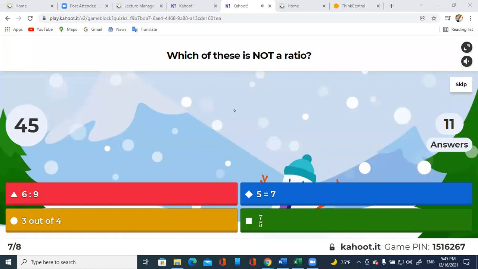I think this is an easy question. Which of these is not a ratio? Focus, it's a big tricky. Easy or tricky? Easy and tricky at the same time.